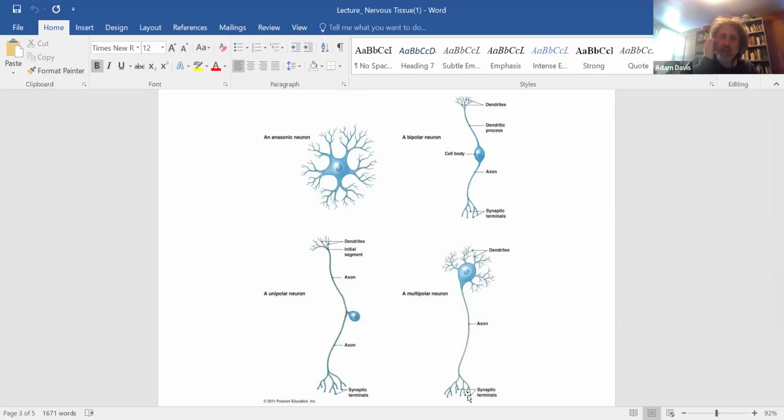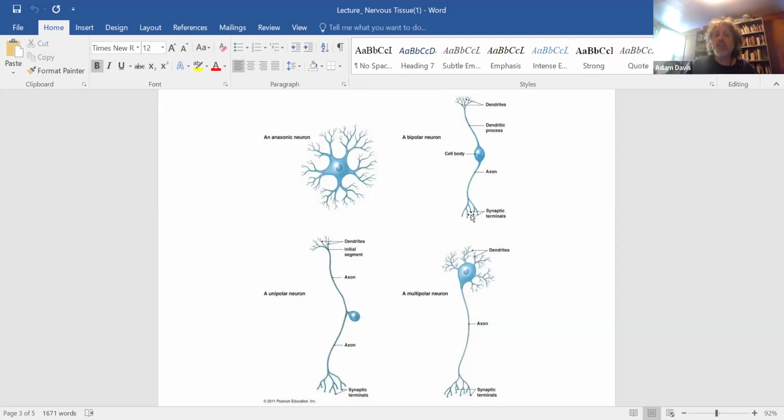Now, some variants you can have here. This here is a bipolar neuron. Your bipolar neuron has one dendrite, one axon. So there's one incoming afferent fiber bringing data into the axon, one outgoing efferent fiber carrying data away. Bipolar neurons are relatively rare. You don't find them in a lot of parts of the body.